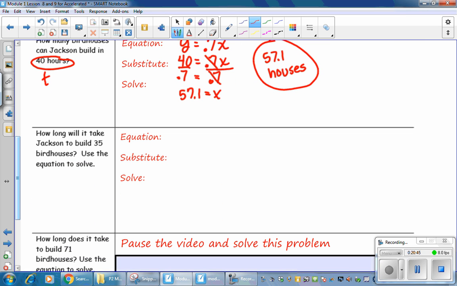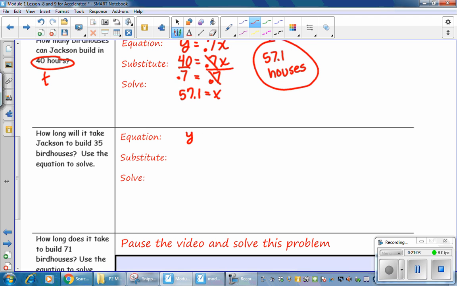Next, how long will it take Jackson to build 35 birdhouses? Use the equation. Notice that in the previous problem we had 40 hours and we had to determine the number of houses. In this question, we know the number of houses and we want to determine how long it will take. So we use the same equation.